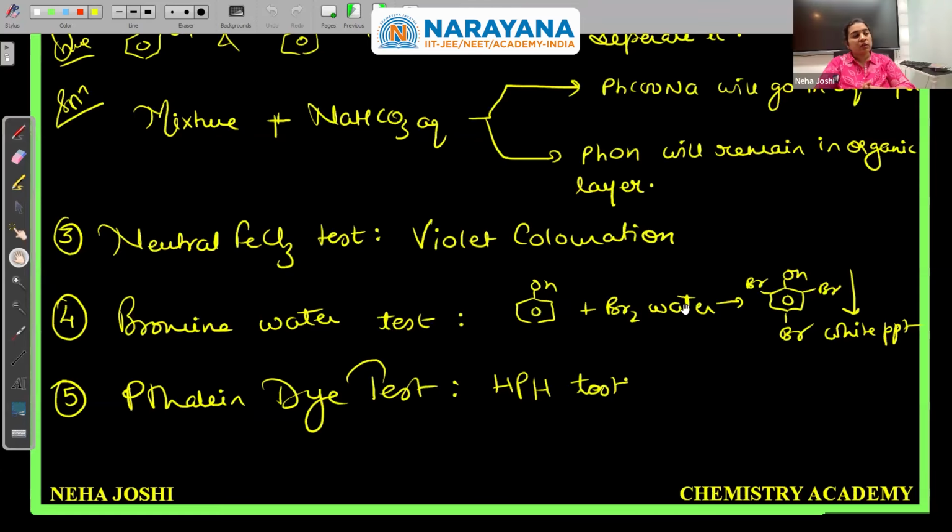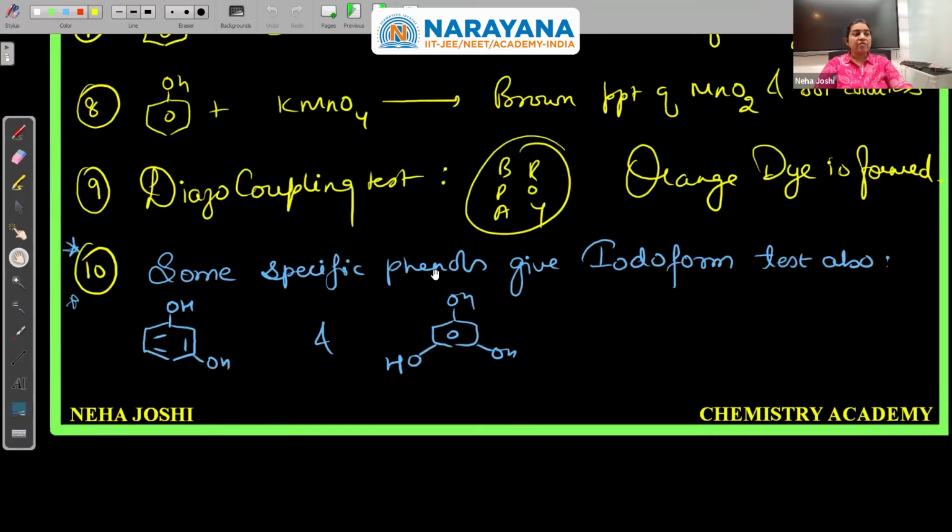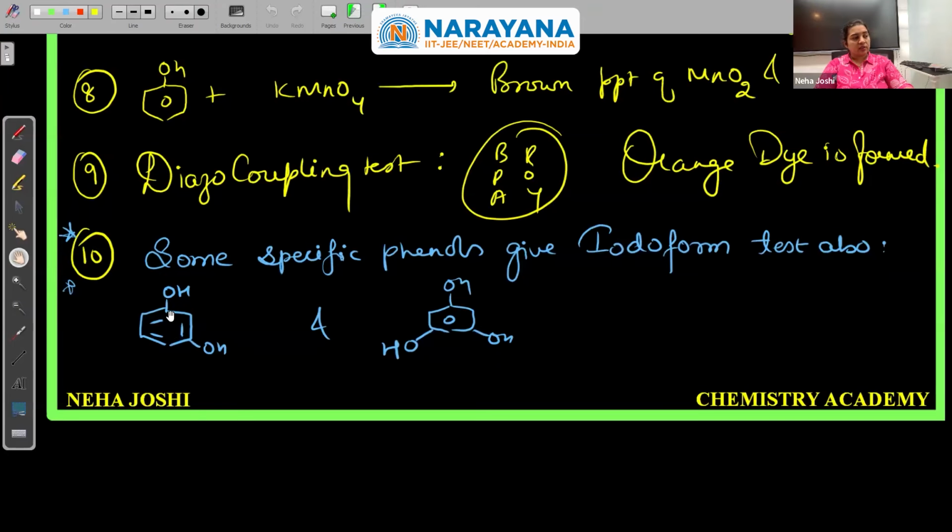Phenol plus bromine water gives 2,4,6-tribromophenol, which is a white precipitate. Okay. Then the dye test, the Liebermann nitroso test. As I said, it gives the test, a brown color comes for this compound. But NCERT did not give it, so your book did not include it. I don't know, but otherwise it gives the test. With KMnO4, there is a brown precipitate of MnO2 and the solution is colorless. Right. Diazo coupling. I already told you some specific phenols which give the iodoform test. These two give the iodoform test also.